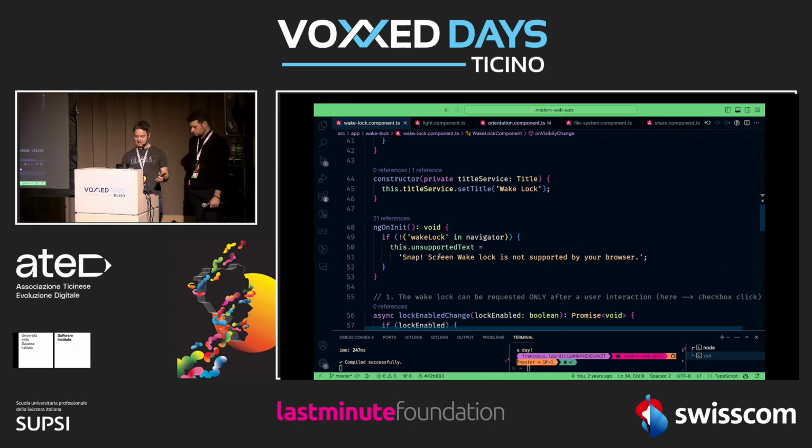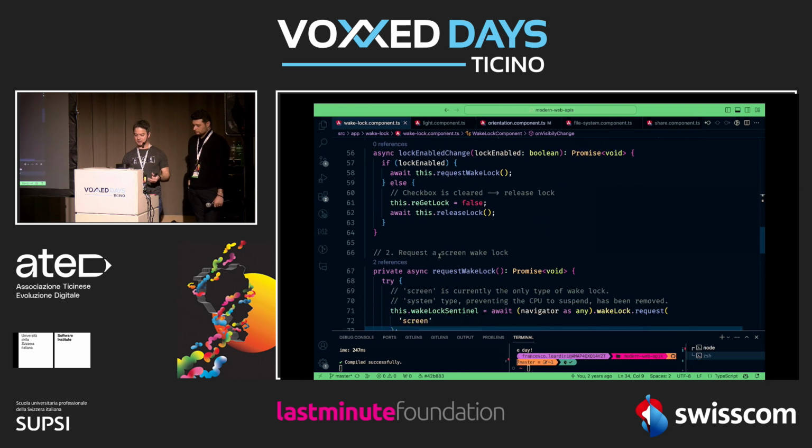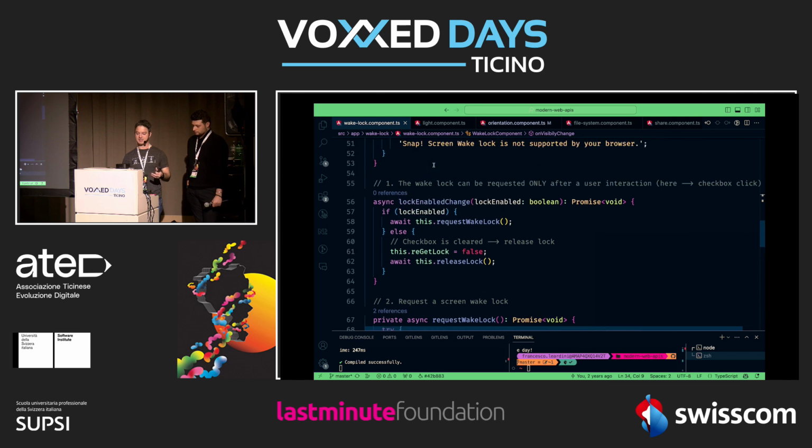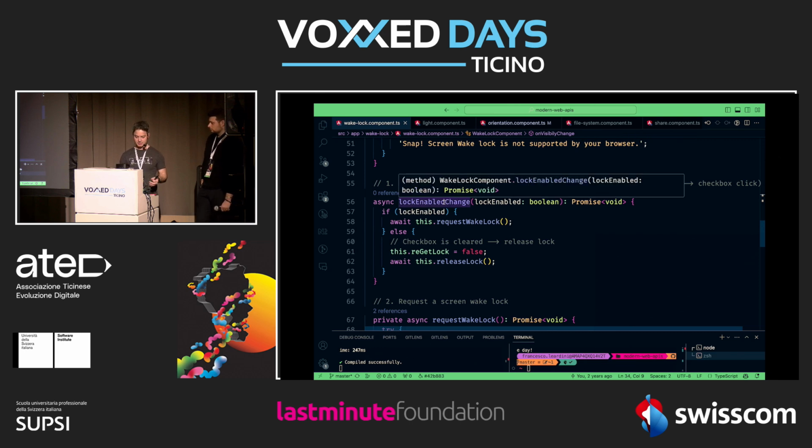So we check if the API is enabled, and then we request the lock. Now, just a little note. The demo is made with Angular and Angular Material, but this doesn't mean anything. All these APIs are completely framework agnostic. That means we can use them with Vue.js, React, Vanilla.js, no problem. So this is just for our convenience.